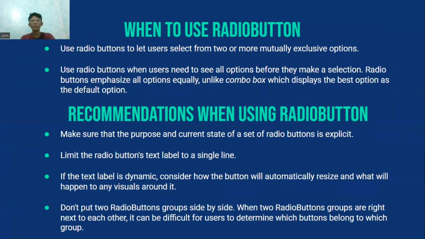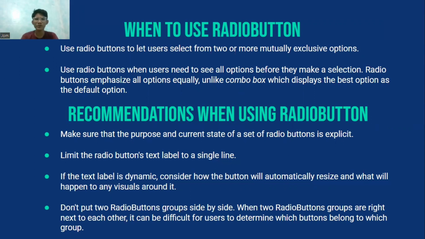When to use radio button? Use radio buttons to let users select from two or more mutually exclusive options. When using radio button, the elements in them should be mutually exclusive, meaning that all of them can't be chosen simultaneously. This is where the idea comes from that only one element is allowed to be picked from a set of radio button elements. For example, if you choose the radio button yes, you cannot choose the radio button no anymore.